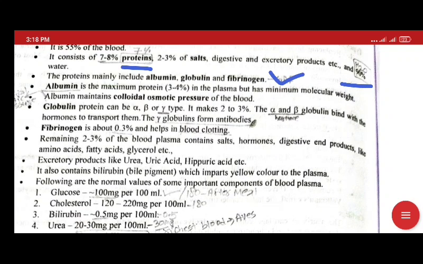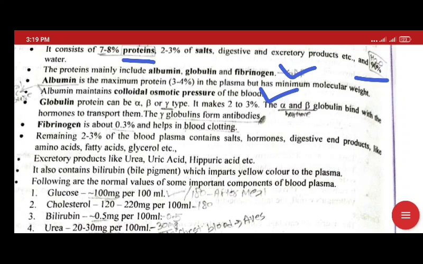Now albumin is a colloidal protein. It maintains the osmotic pressure of the blood. Osmotic pressure means maintaining the same isotonic state, that is called osmotic.